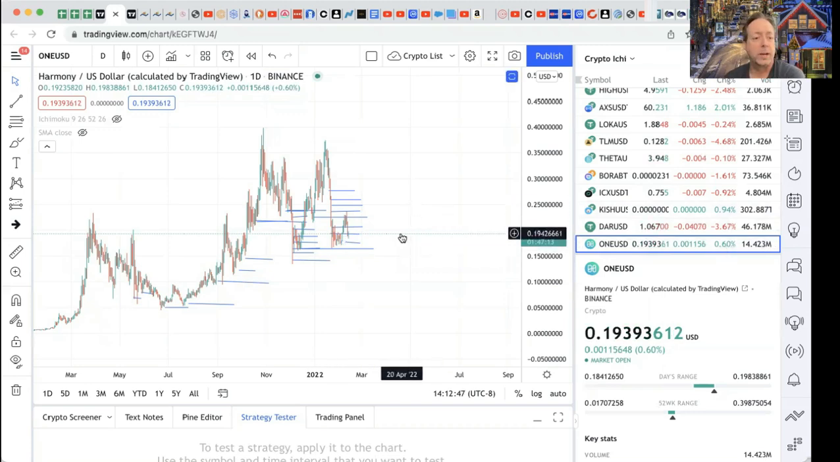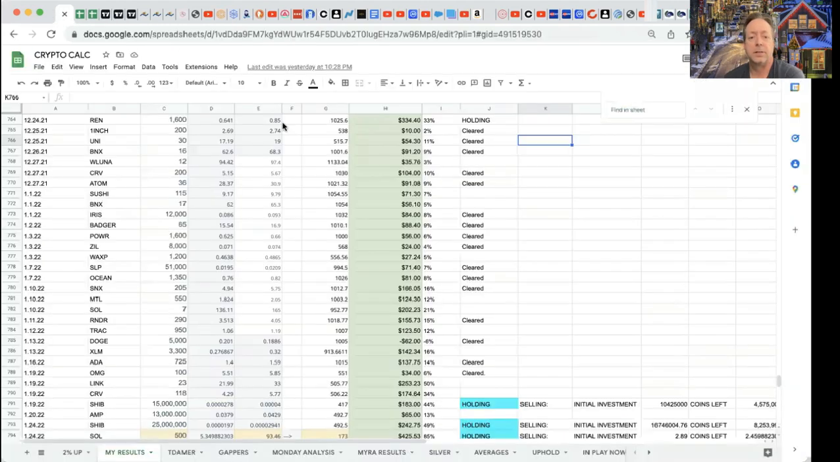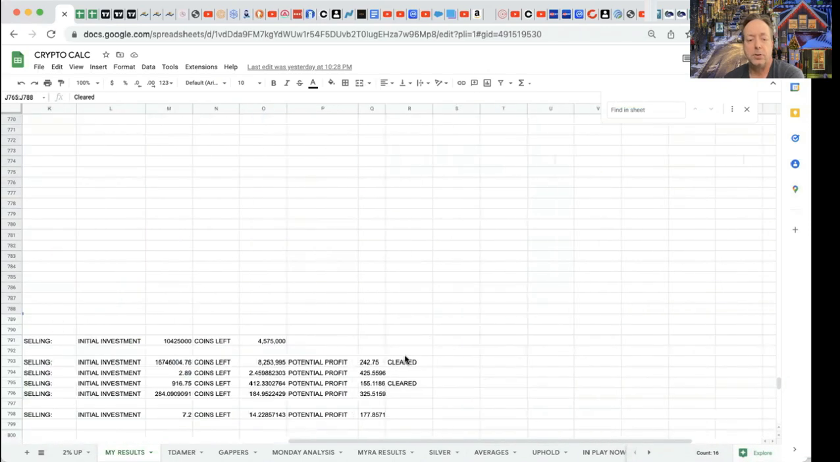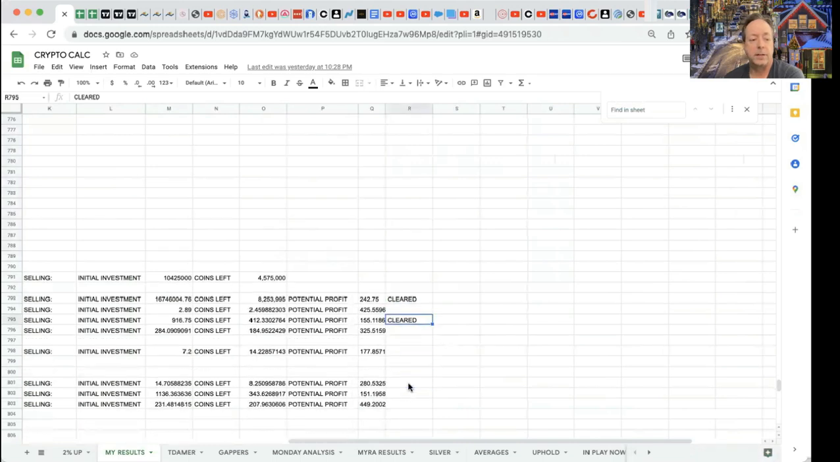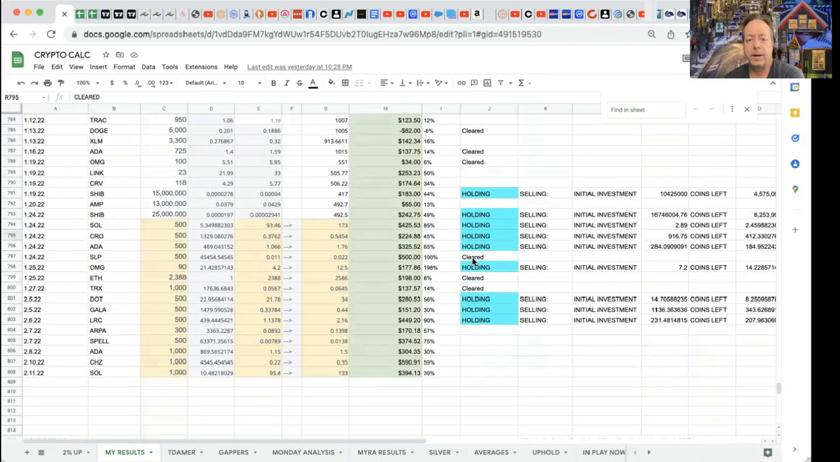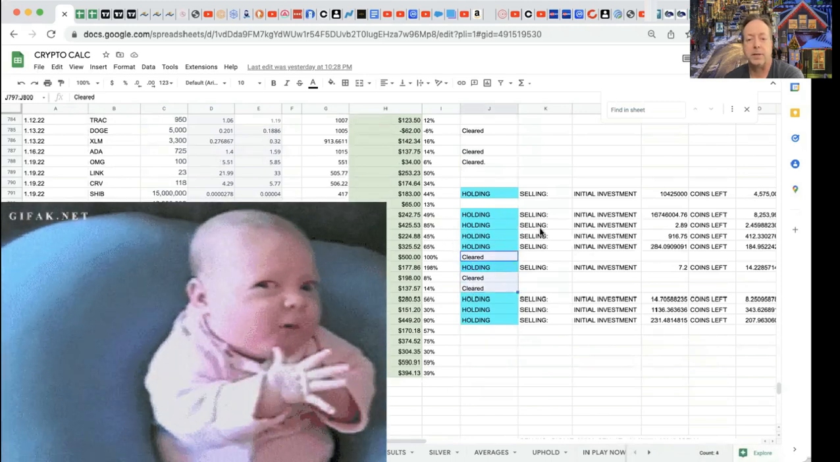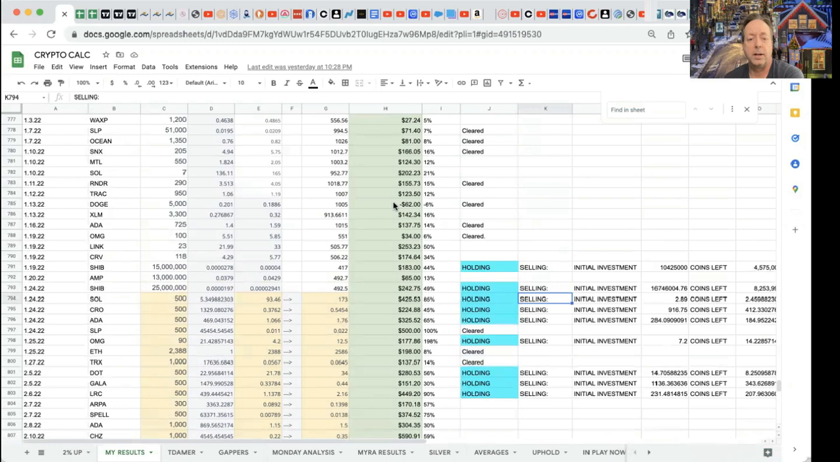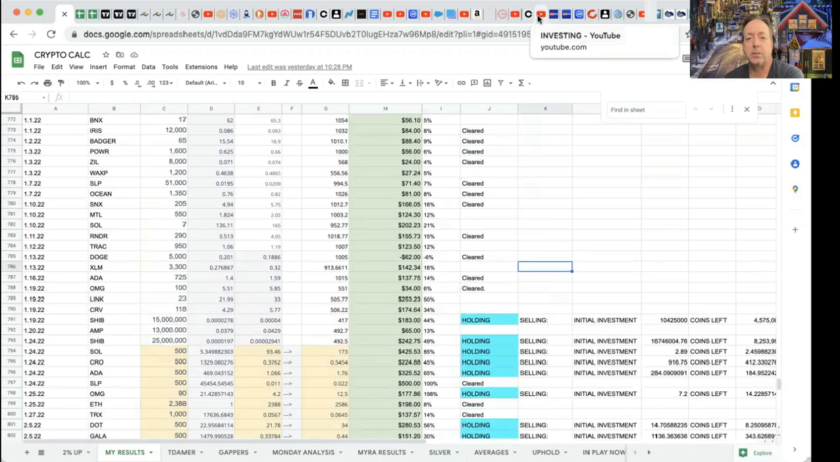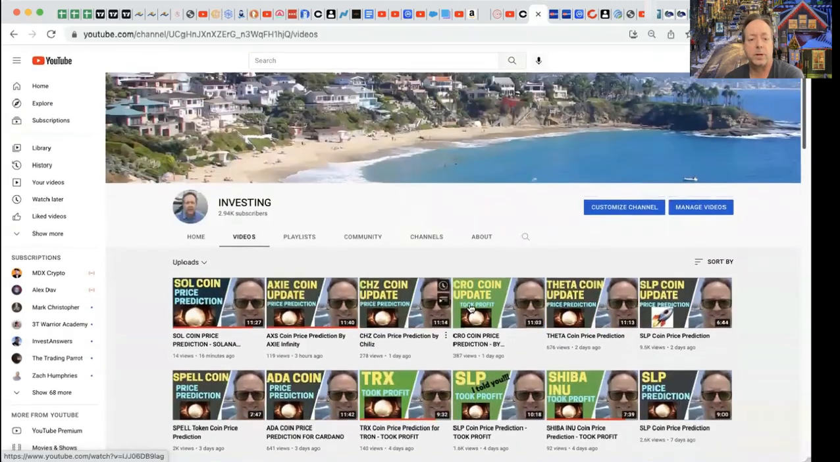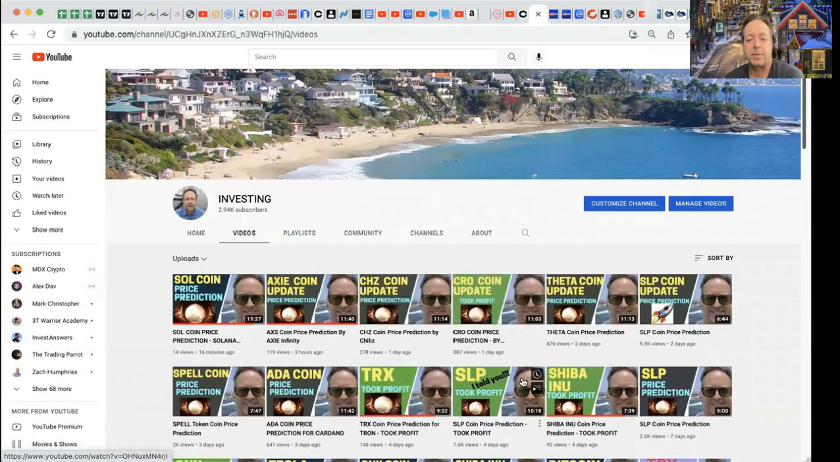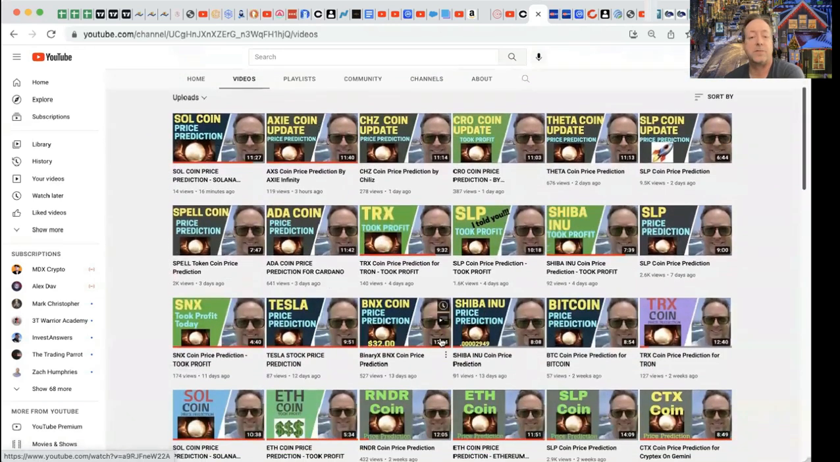I'm going to show you real quick that I do take profit on these. Here's my spreadsheet. Here are all the ones that have cleared recently since the 24th. I've also got 2 right here, and another 3 right here that have cleared. It's just a matter of waiting time. I've got good percentages on my coins that are clearing. On my channel, you will see I let you know when I jump in and when I take profit. You can watch any of these videos to see a more in-depth look at what I'm doing.